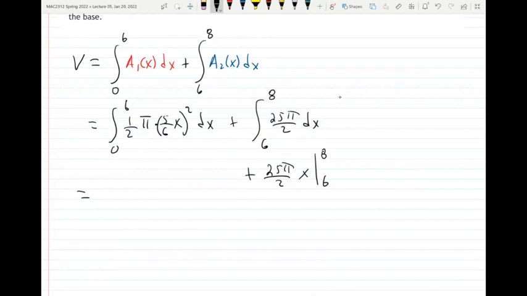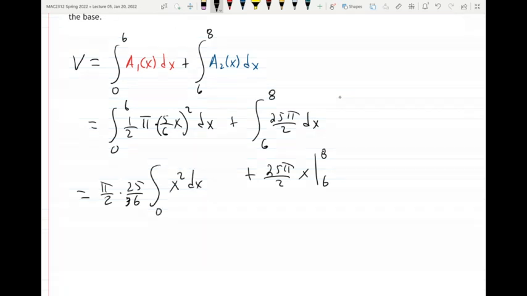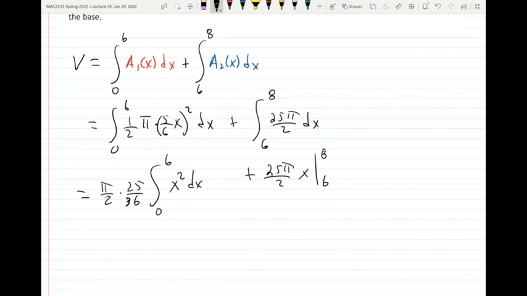And then this one over here, I'm going to put a pi over 2 out. Actually, then I have a 25 over 36 that I'm going to put out as well, and then I only have my x squared in here. So I take out this pi over 2. This is 25 over 36 x squared. I took out also 25 over 36 and just left the x squared here, which is what I'm about to integrate.